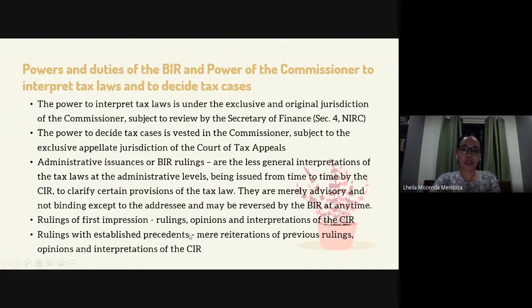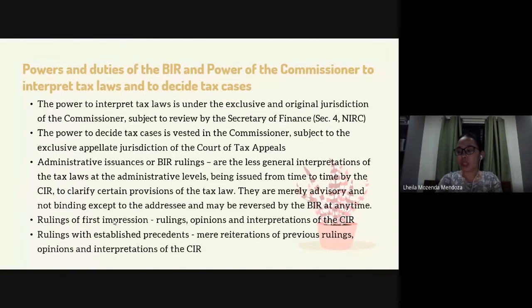So rulings of first impression, so these are rulings, opinions, interpretations of the CIR being issued from time to time to clarify certain provisions of tax laws and without established precedents, and which are issued in response to a specific request for ruling filed by a taxpayer with the BIR. So since it's first impression, the taxpayer who inquired or who requested for the interpretation, these are considered rulings of first impression.